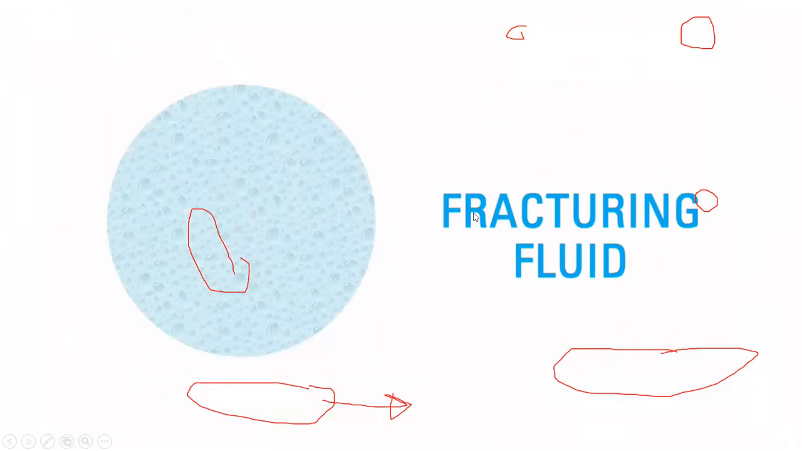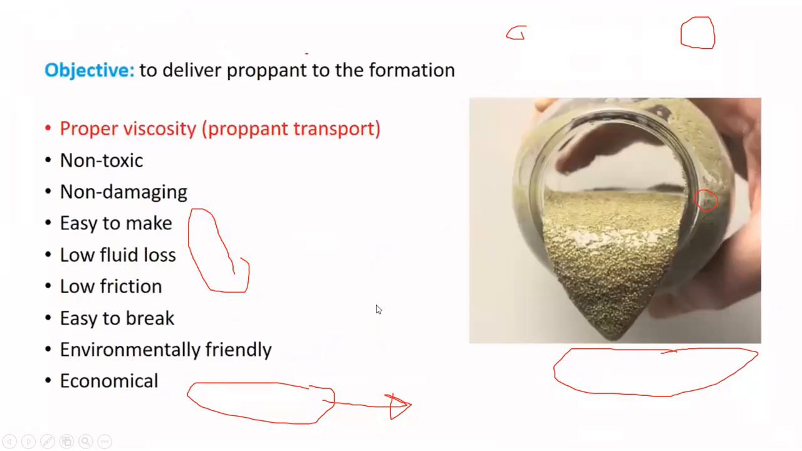And then when it comes to fracturing fluid, we know that we always have to mix the proppant with fluid. If you don't mix the proppant with fluid, there is no way the proppant will carry itself into the reservoir. So you have to mix the proppant with the fluid so that the fluid can carry the proppant into the fracture that has been created. So what type of fluid do we need, and what's the objective of the fluid? The objective is to deliver the proppant into the formation. That's the objective of the fluid.